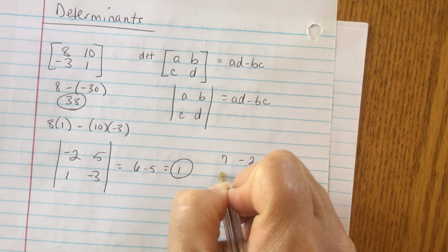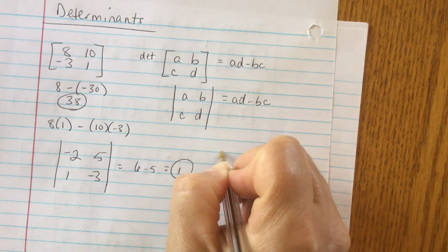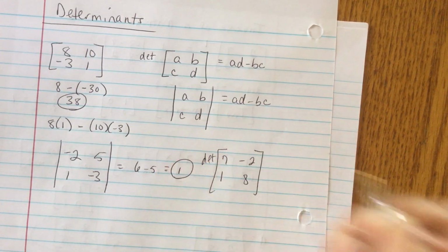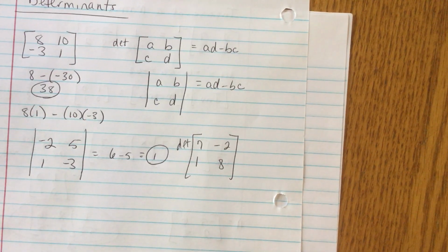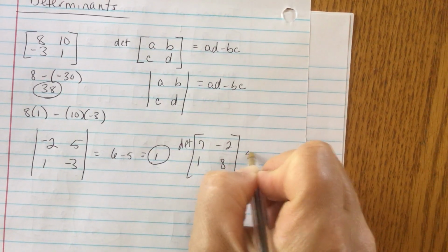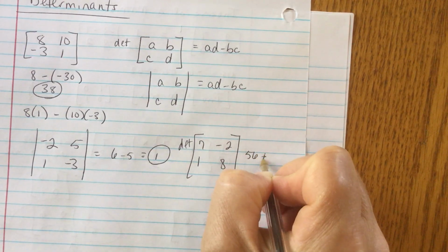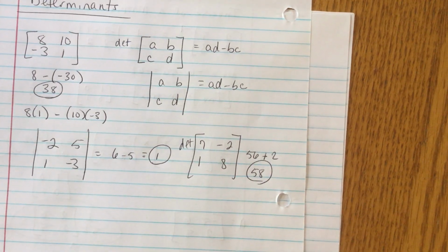7, negative 2, 1, 8. Okay, so find that real quick. You can do that in your head. Give you a second to think about it. And then 7 times 8 is 56. So this is 56 minus a negative 2. So the answer is 58.